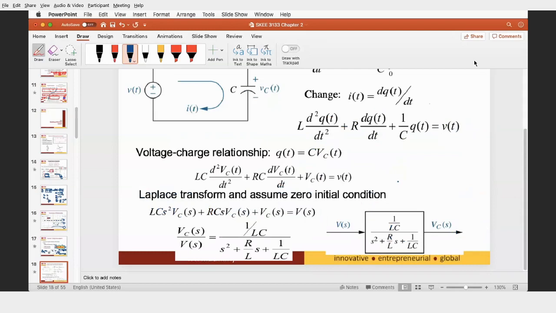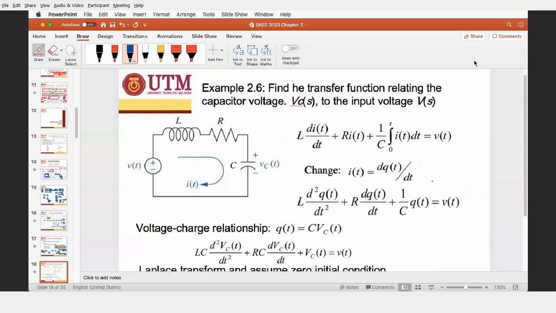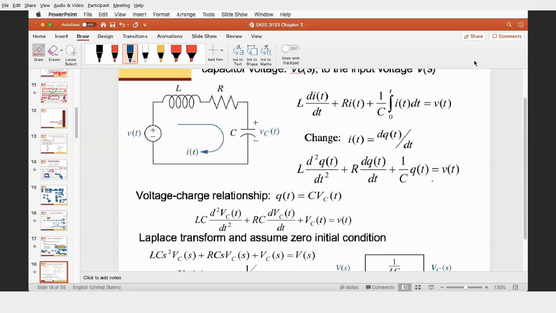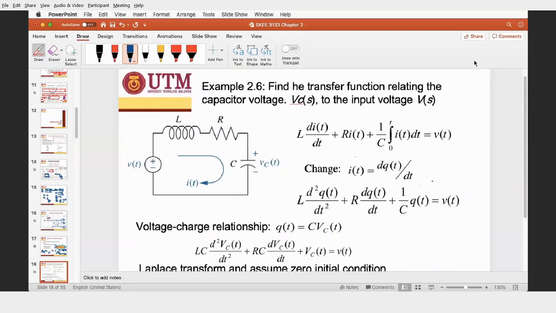Can you remember? Yes. So this example we can follow, but finally it's up to you to make a decision whether you want to use a simple method or you want to use the equation given here. But we can try both approaches. So maybe we try the difficult one first before we try the simple process. Okay, so if you try this one, find the transfer function relating the capacitor voltage VC with the input V.